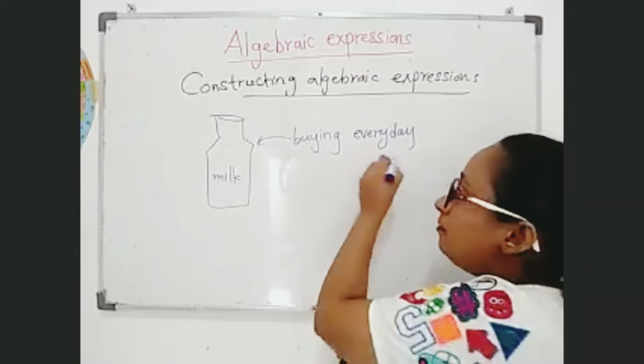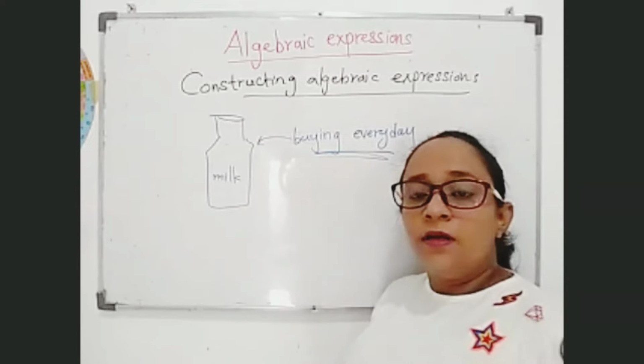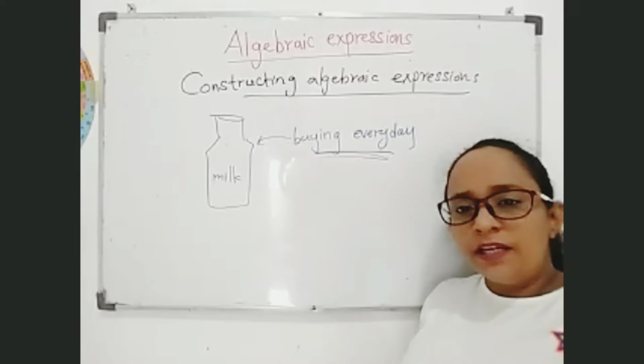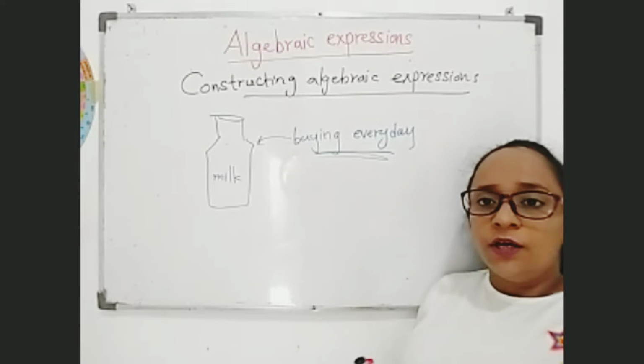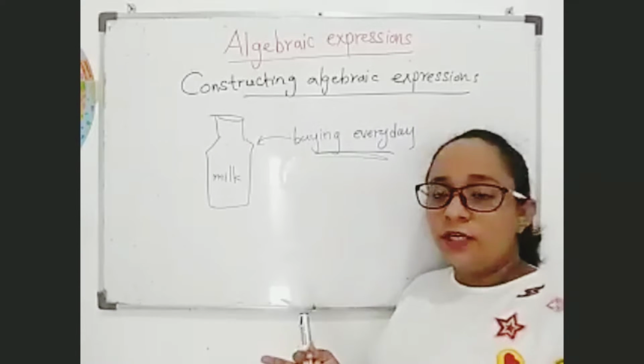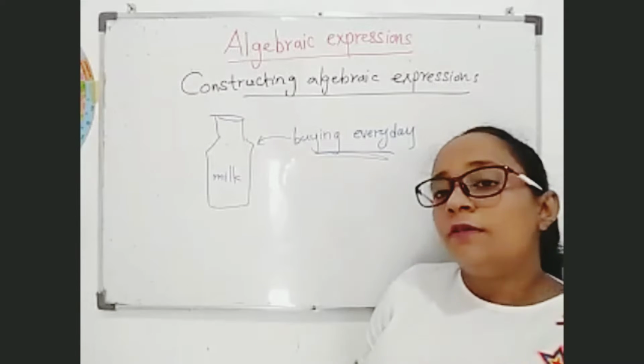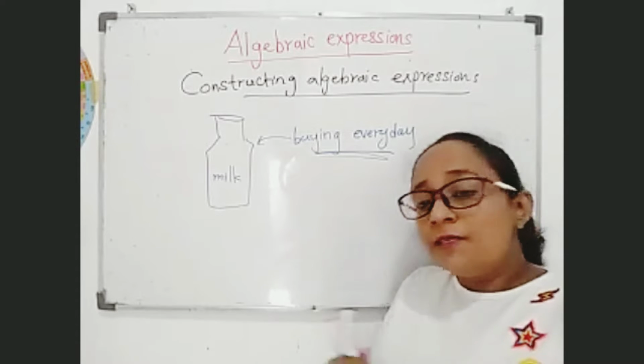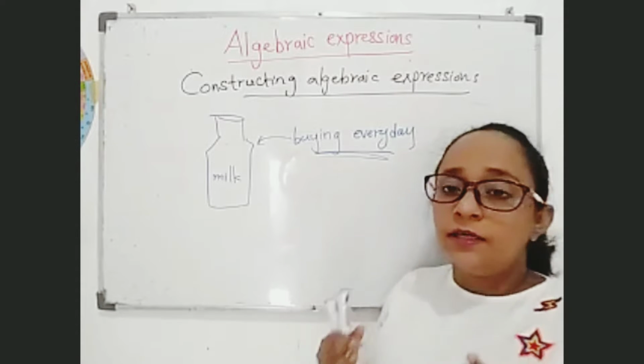But since we are buying it every day, we can't exactly tell how much. This is a constant value, but it's difficult for us to say how much we are using per week, per month. It's unable to calculate exactly.